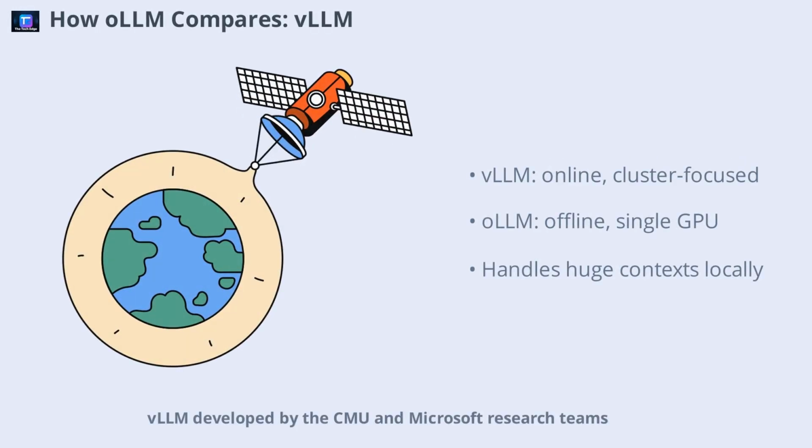vLLM, developed by the UC Berkeley and Microsoft research teams, has set the standard for efficient inference with its PagedAttention mechanism. It's optimized for online serving at scale, making it perfect for APIs and distributed clusters. oLLM, on the other hand, is designed for offline use, allowing you to process huge contexts on a single GPU without the complexity of managing clusters. It's the ideal choice when you want powerful AI on a single machine.